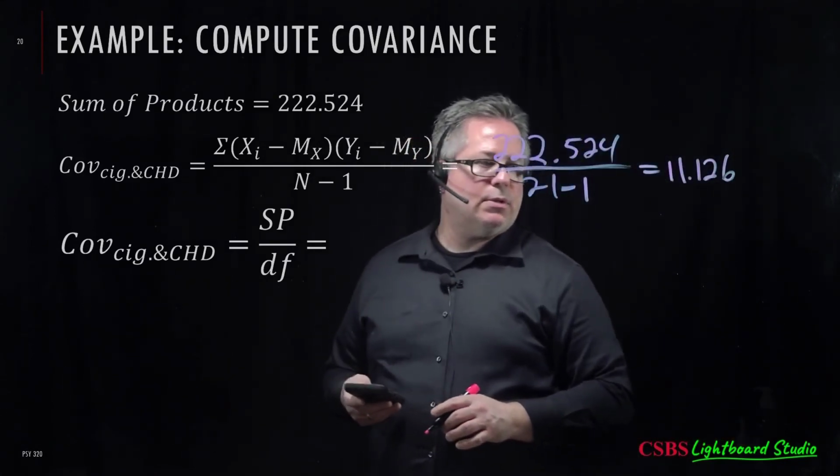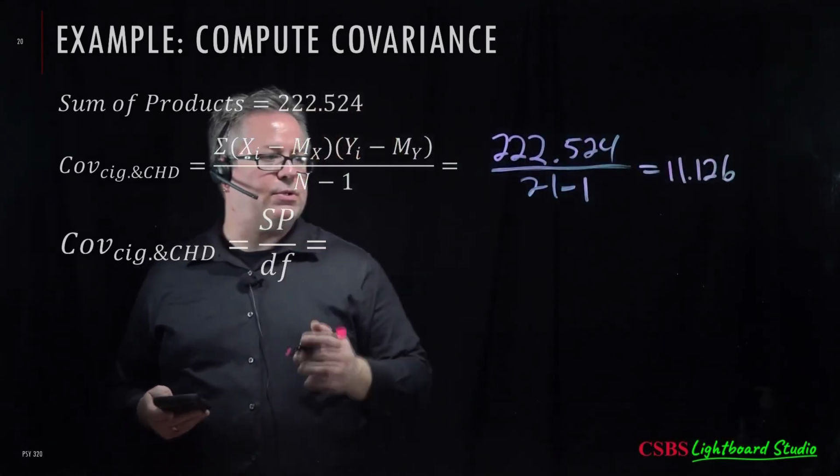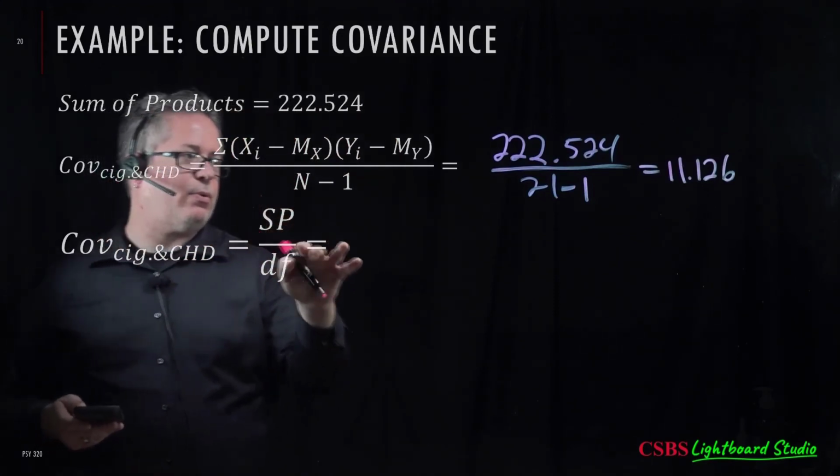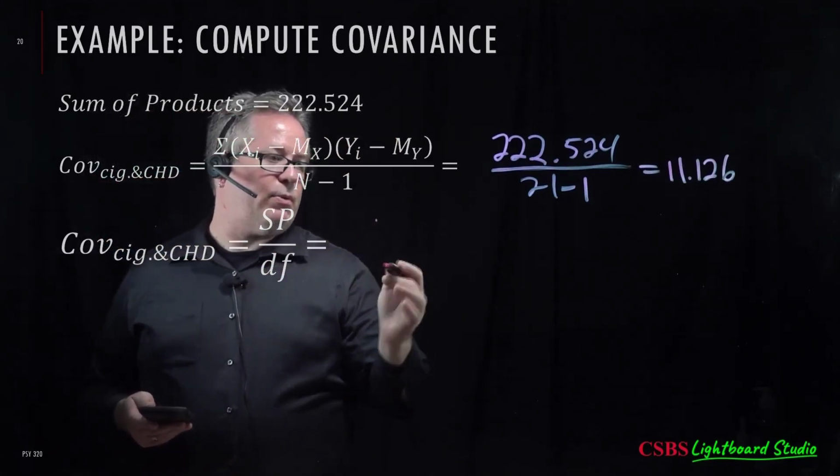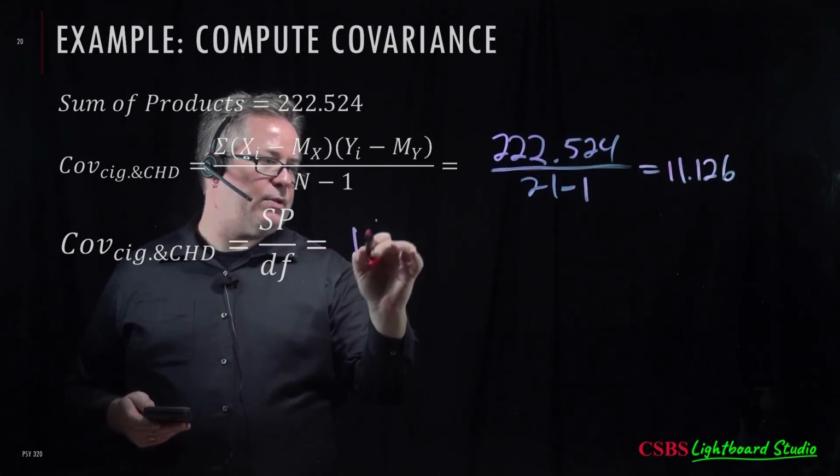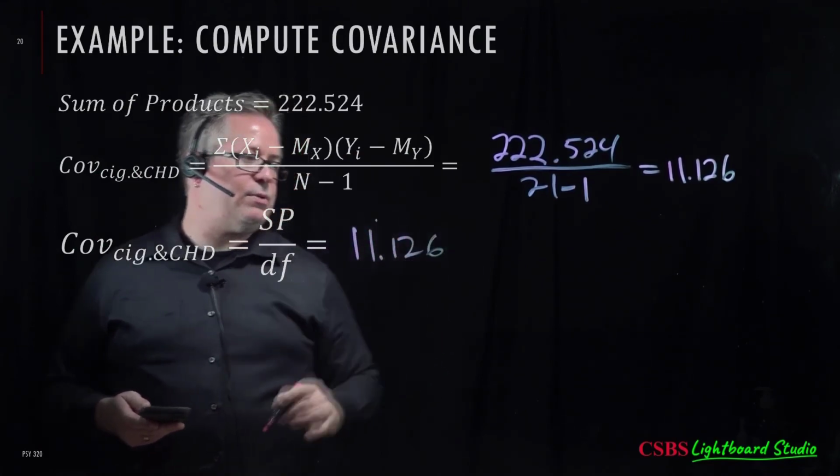11.126. And this is really the same thing, sum of products. I'm not going to rewrite it, it would be the same thing. So it's really just 11.126 is our answer. Okay.